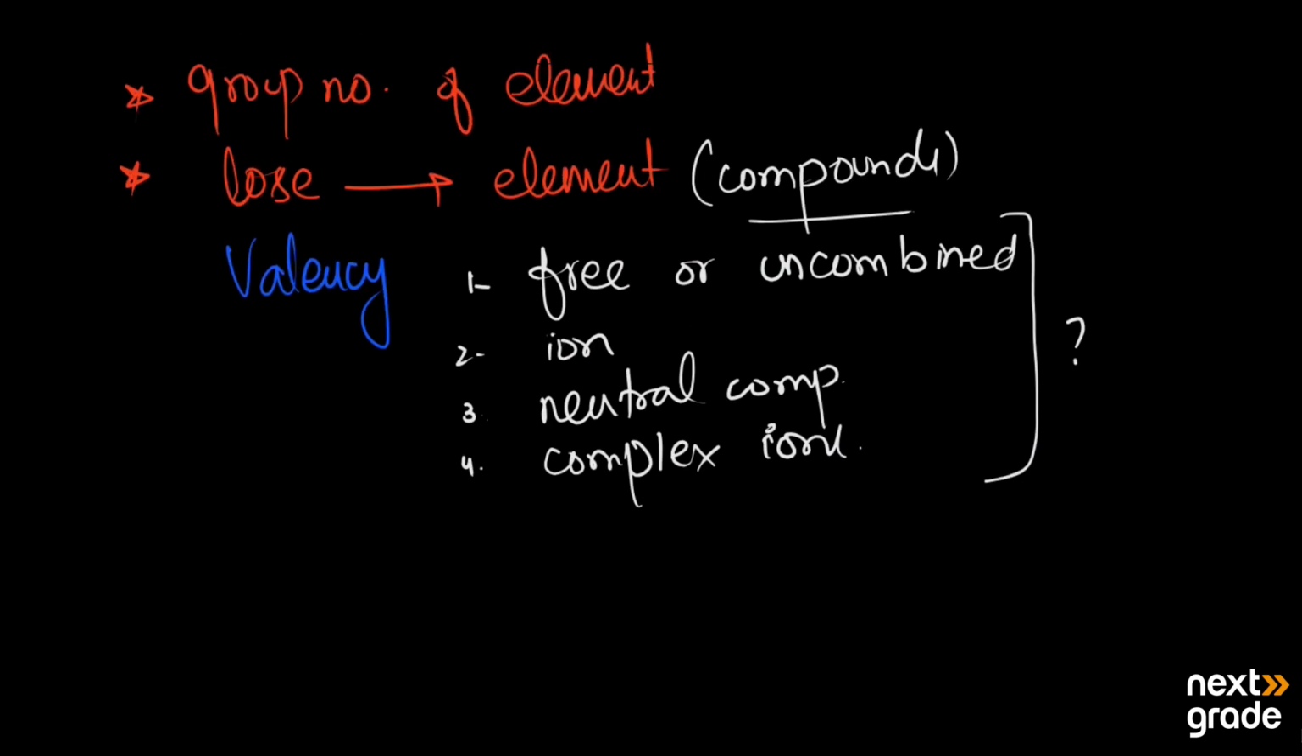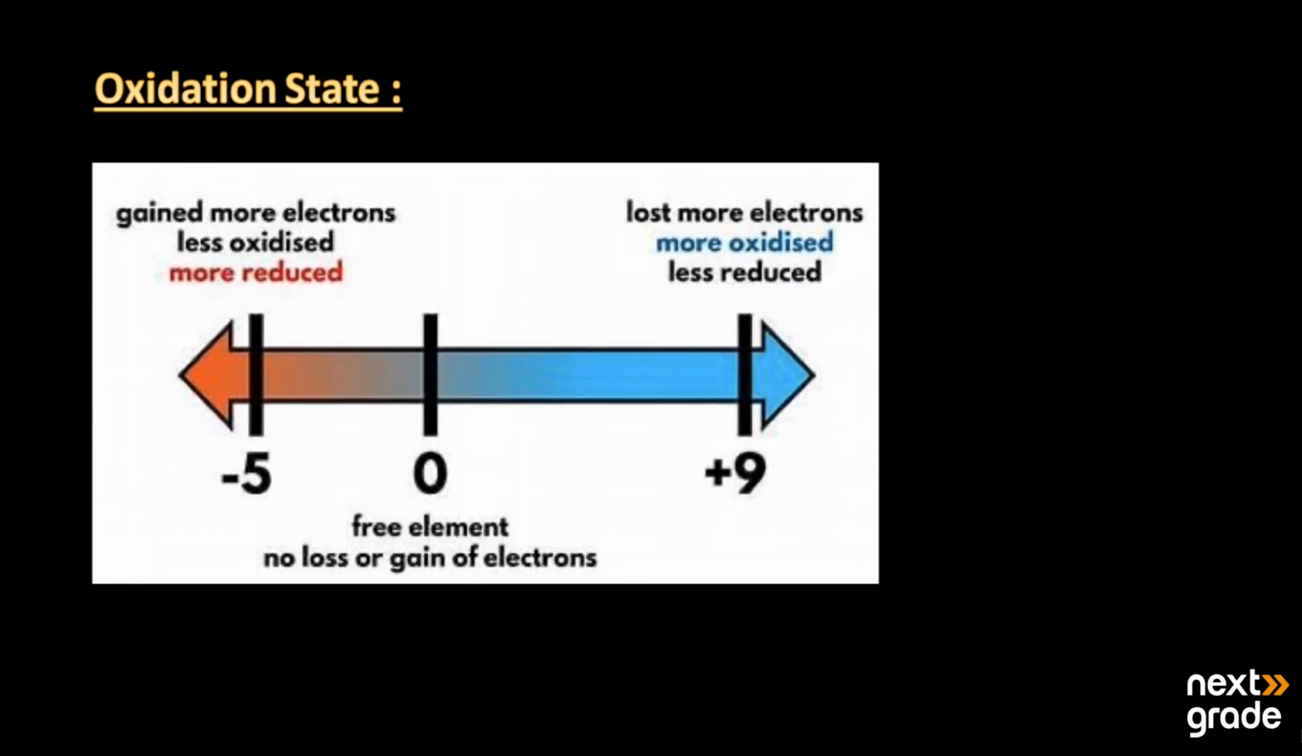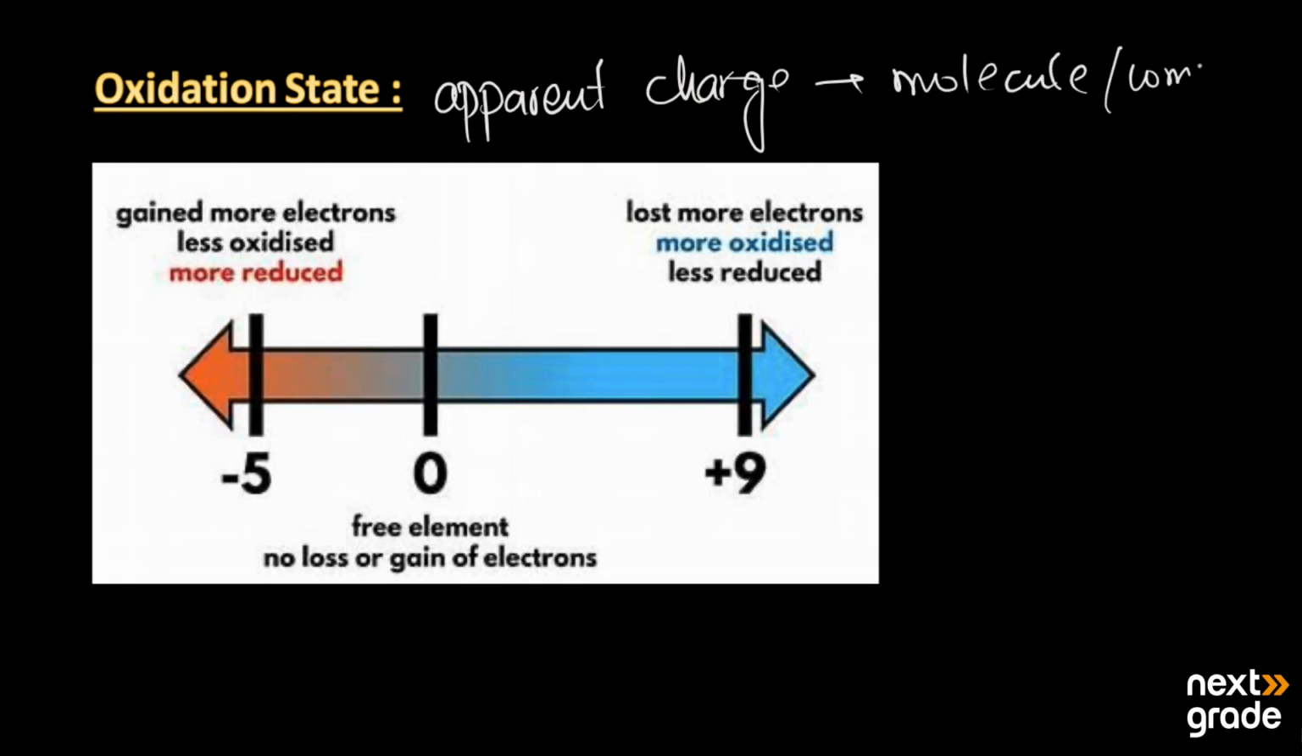So let's have a look at this. First of all, you must know what oxidation state means. Basically, oxidation state is the apparent charge that an atom will have in a molecule or in a compound, or it may have when it is present in the form of ions. So the oxidation state scale goes from 0 towards the positive end and towards the negative end.